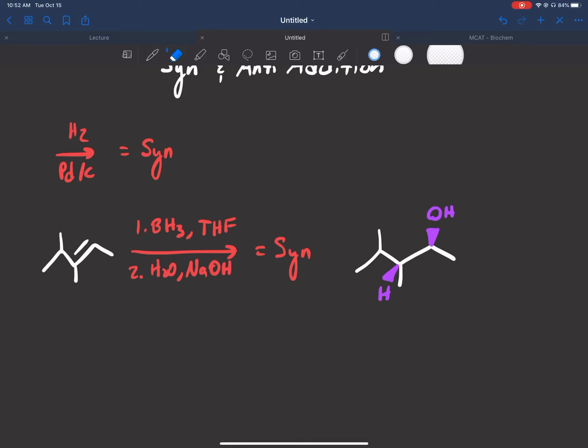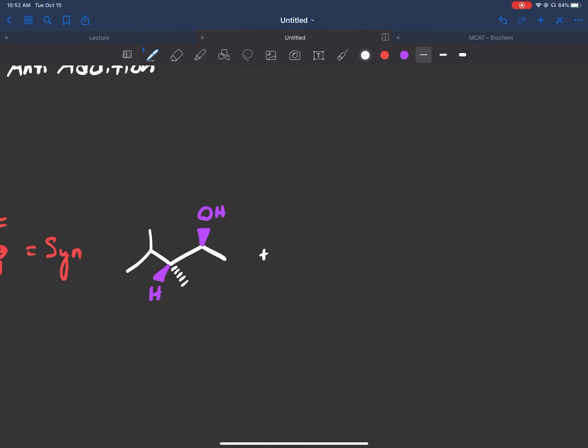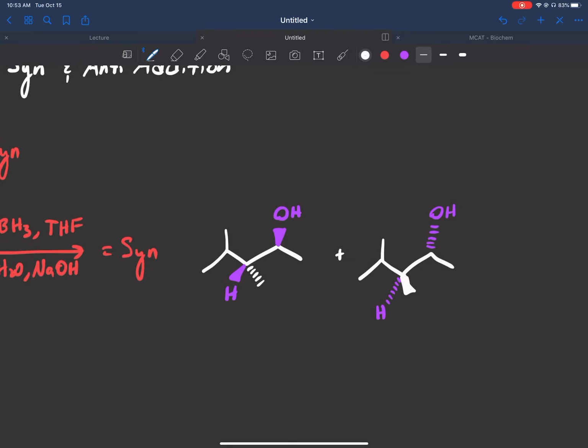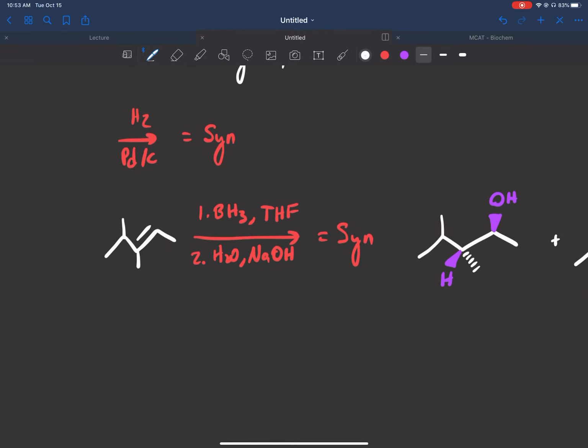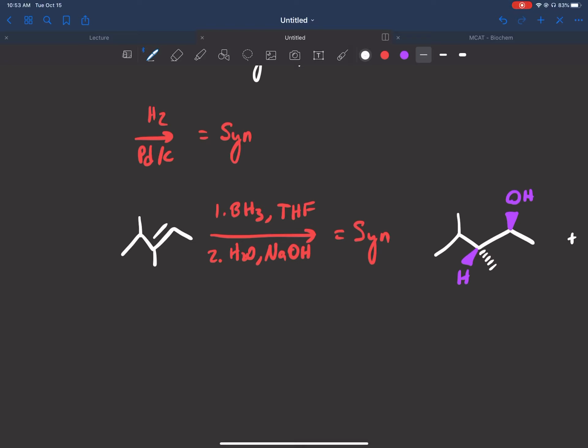And remember, because the H here is wedged, it would make that methyl dashed, plus we could do it if the OH and H are added dashed. And then that methyl would be wedged. Okay? And so that is an example of Syn addition with hydroboration. Alright? And so those are the only two reactions that are Syn that you guys have learned.